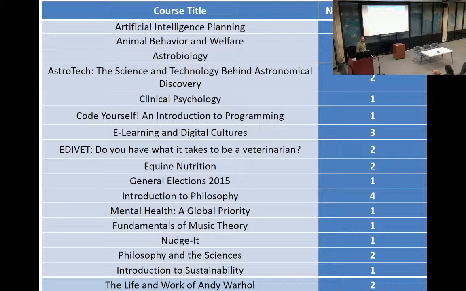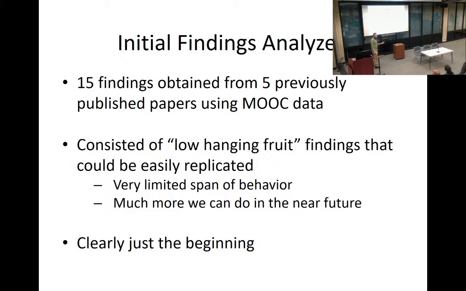Initial findings analyzed. This is our first paper trying to do this at scale, so obviously we're not going to do the most exciting stuff we could ever do. We took 15 findings from 5 previously published papers that used MOOC data. These consisted of low-hanging fruit findings that could be easily replicated. Very limited span of behavior, much more we can do in the near future. Miggy is actually working on a much richer analysis right now to try to submit to EDM in 3 weeks. Clearly just the beginning.